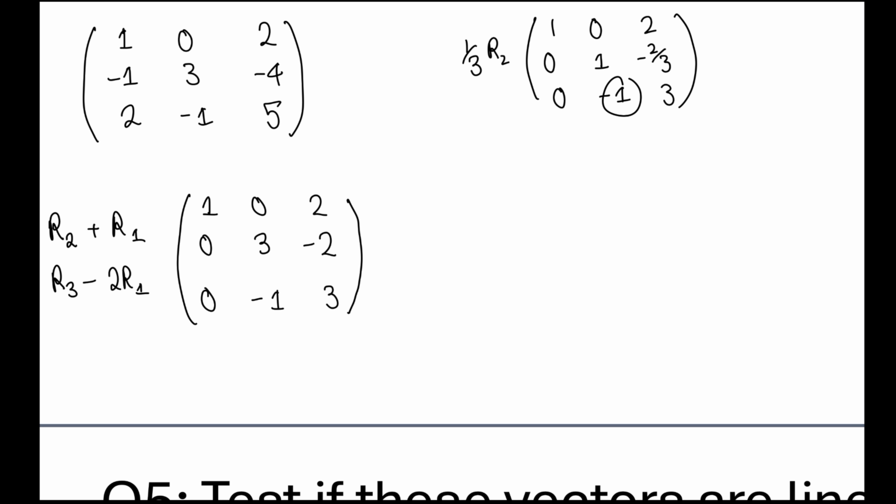The first entry in the second row is 3, which is a non-zero. So we need to make this 3 into a 1, so we do 1/3 of row 2. That gives us 1, minus 2 over 3, and then 0, minus 1, 3. We need to make this minus 1 into a 0, so we do row 3 add row 2. That gives us 0, 0, and then 3 minus 2 over 3, which is 7 over 3.